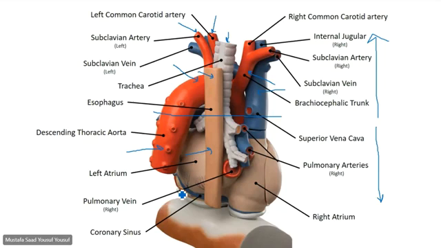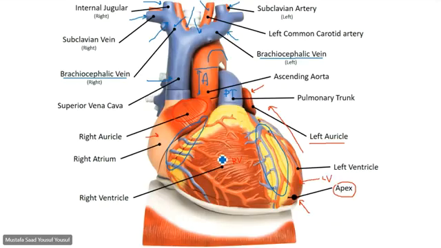Okay, regarding the heart itself, in this view I can see the right atrium and I can see the left atrium. And the left atrium is the posterior surface of the heart, which is related to the esophagus. The anterior surface of the heart, this surface here, is most importantly related to the sternum.